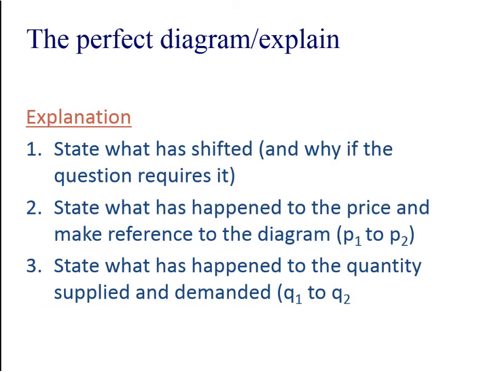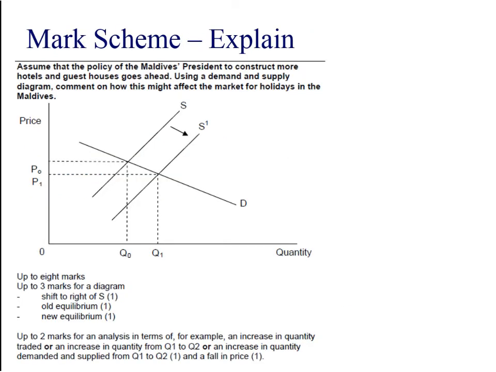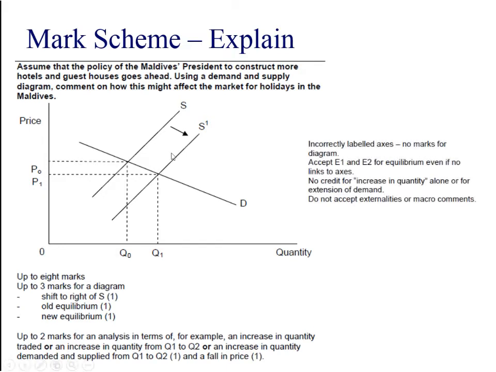And state what's happened to the equilibrium quantity. So it has increased from Q1 to Q2, or in this diagram they've left off Q0 to Q1. Okay, so up to 2 marks for that analysis then. For example, an increase in the quantity traded, or Q1 to Q2, or quantity demanded and supplied from Q1 to Q2, and a fall in the price.